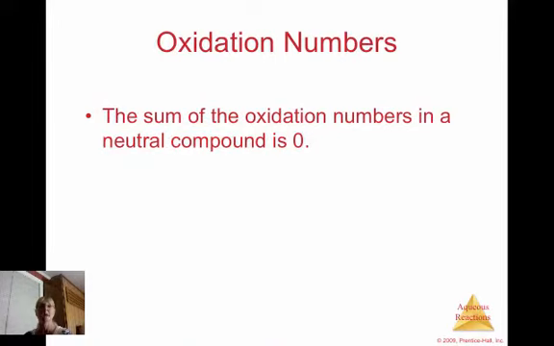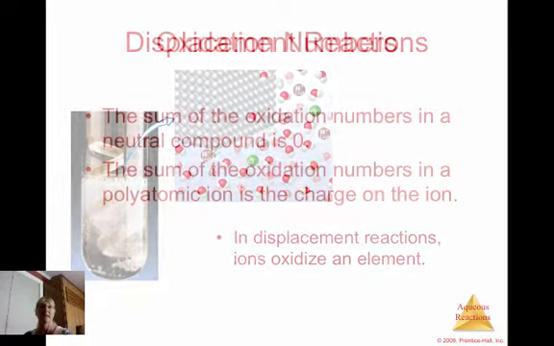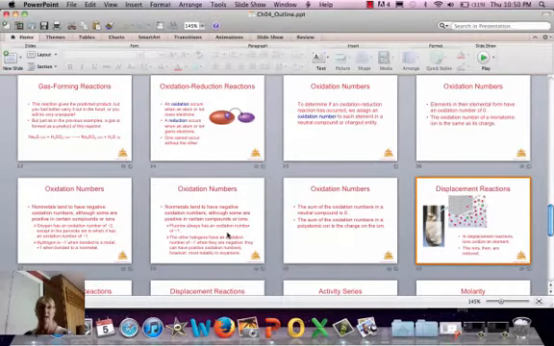And the sum of the oxidation numbers in a neutral compound is always 0. The sum of the oxidation numbers in a polyatomic ion is the same as the charge on the ion. So that's kind of a lot of stuff.